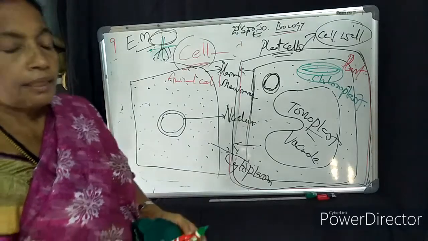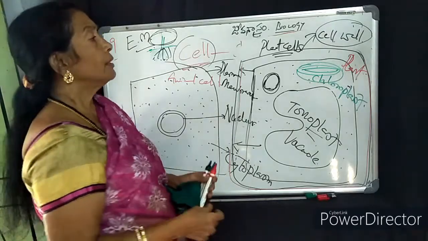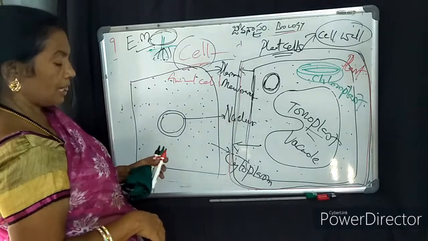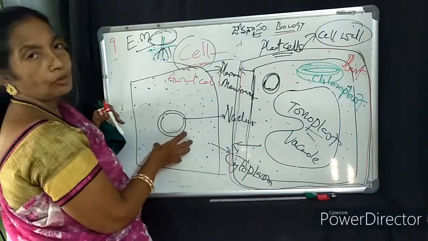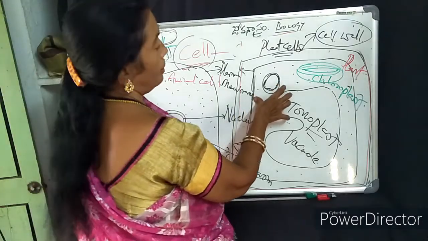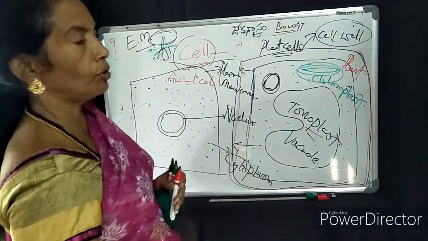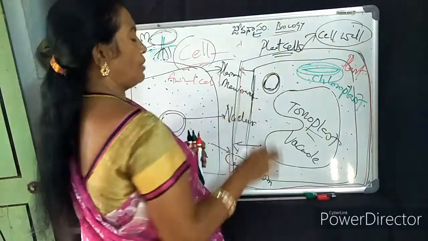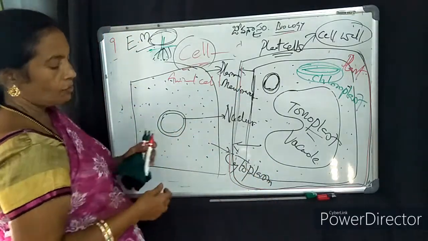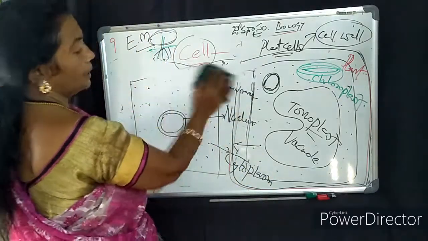And next, we have already learned the structure of the plant cell and animal cell. What are the duties of the nucleus of the animal cell? What are the duties of the nucleus in plant cells? What are the duties of the tonoplast and the cell wall in the plant cell? What are the duties of the plasma membrane in general? We can discuss this in a later class. Thank you.